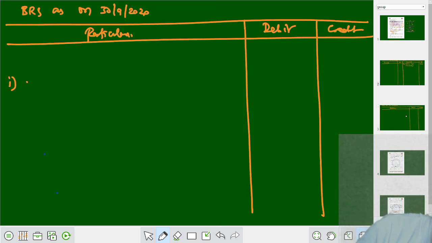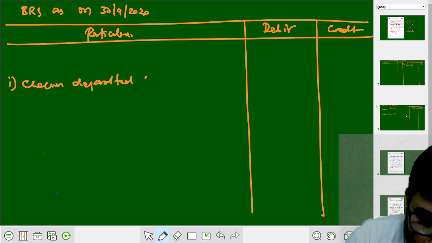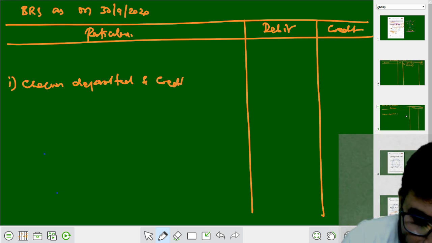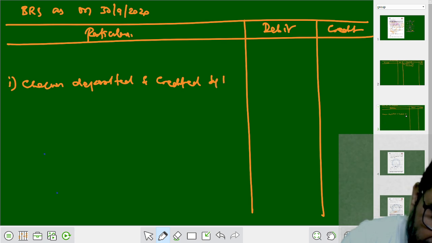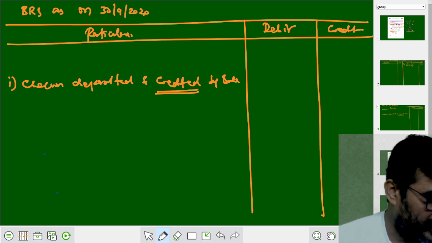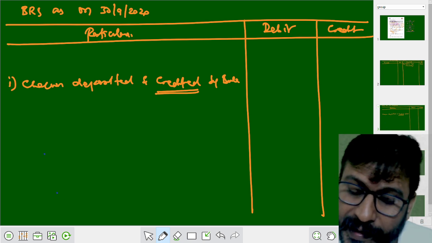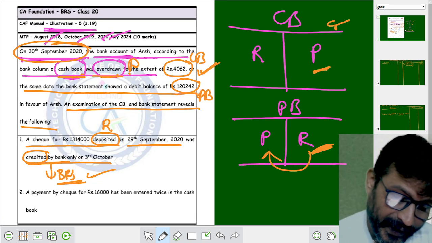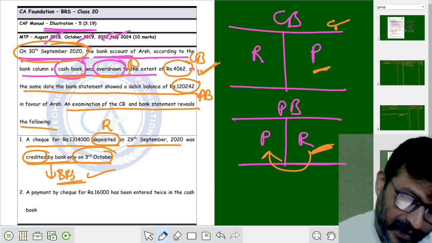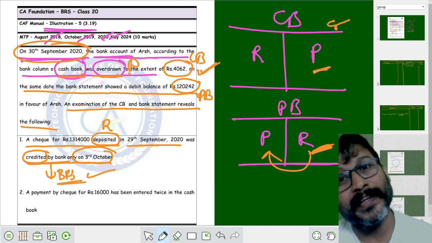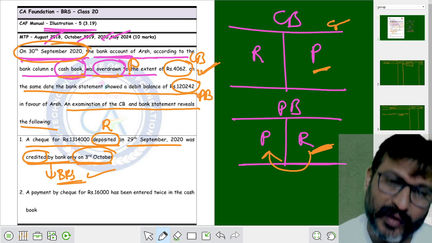Cheques deposited and credited by bank. My dear kids, when it is credited by the bank on 3rd October, when it is credited on 3rd October, what does it mean?